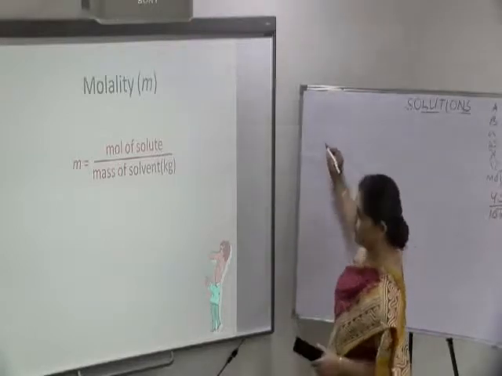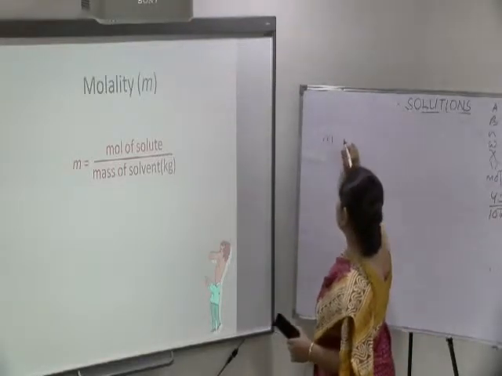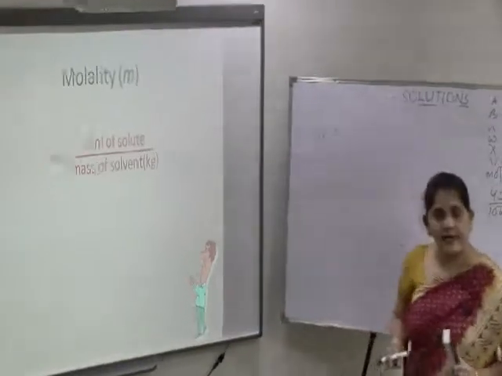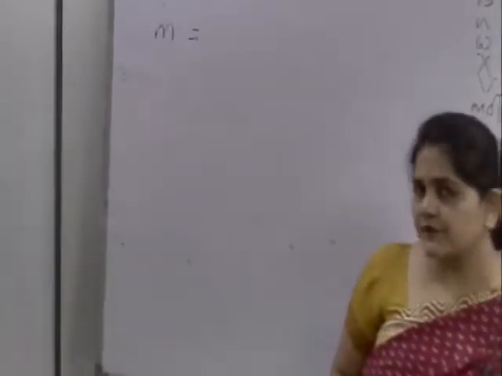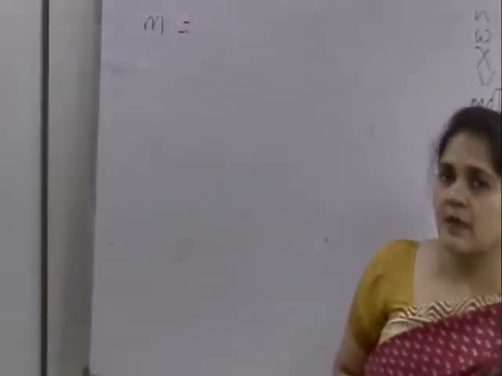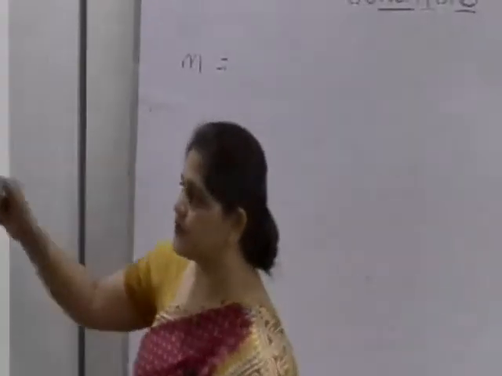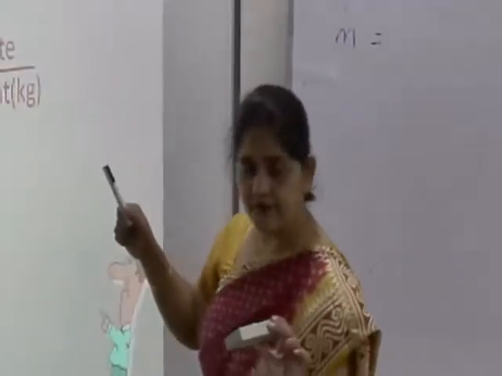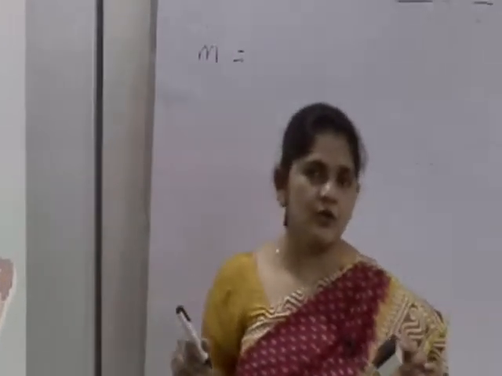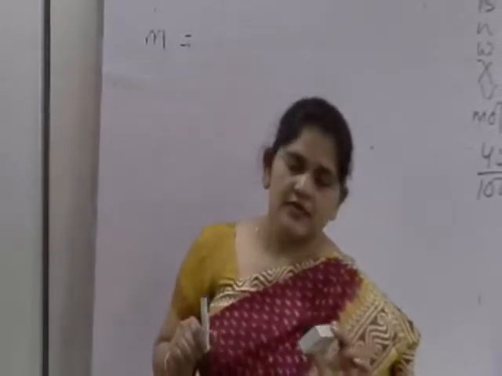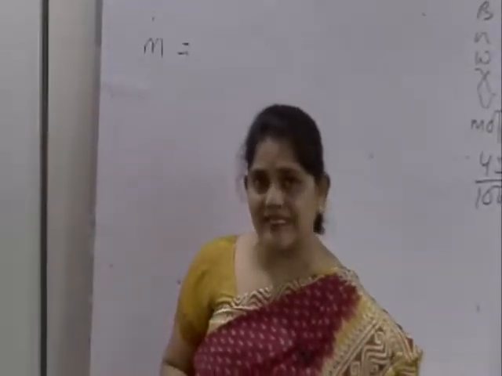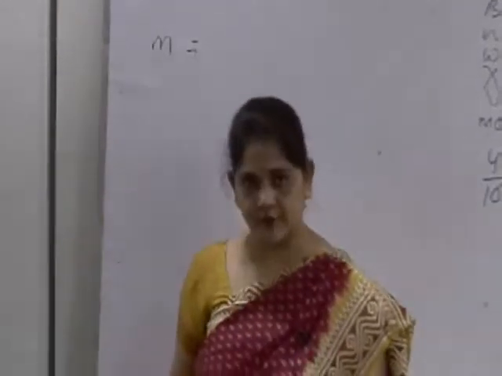It's represented by small m, and this is defined as the number of moles of the solute present per kg of solvent. See the difference. When we were talking about molarity, we said the number of moles of the solute present in a liter of solution.